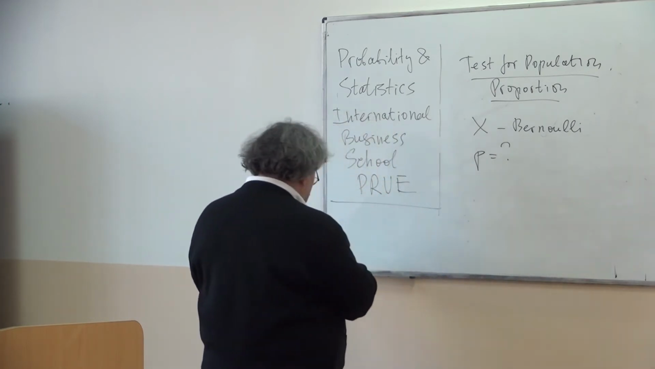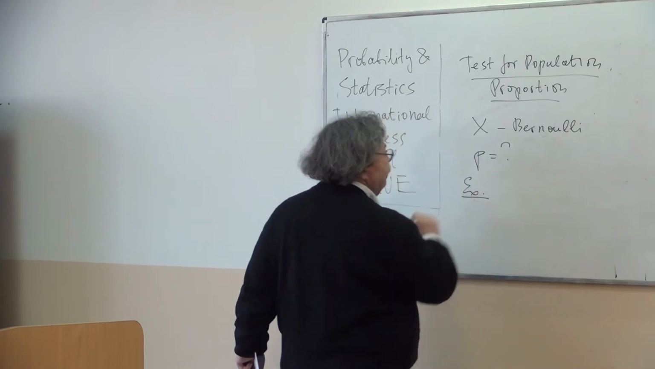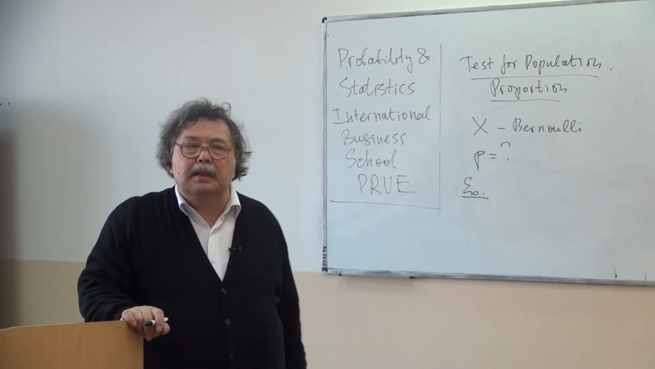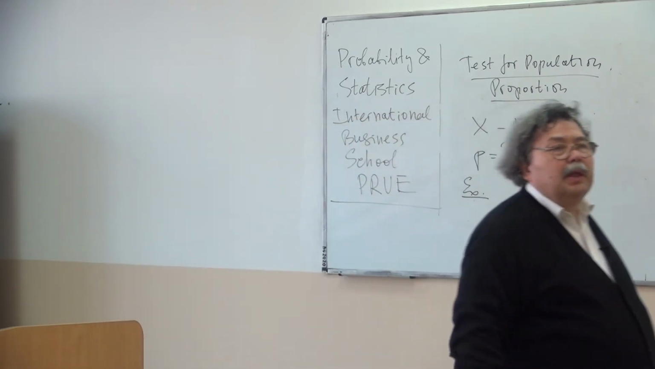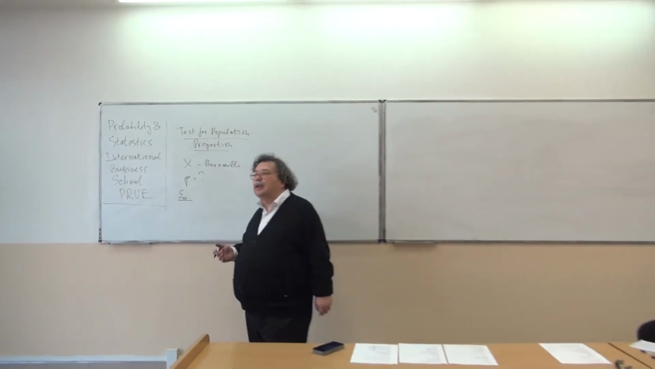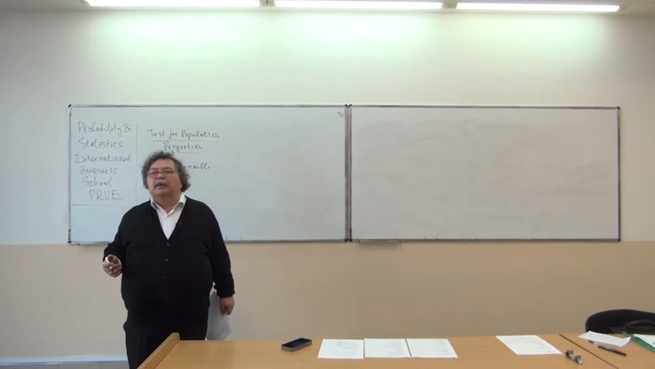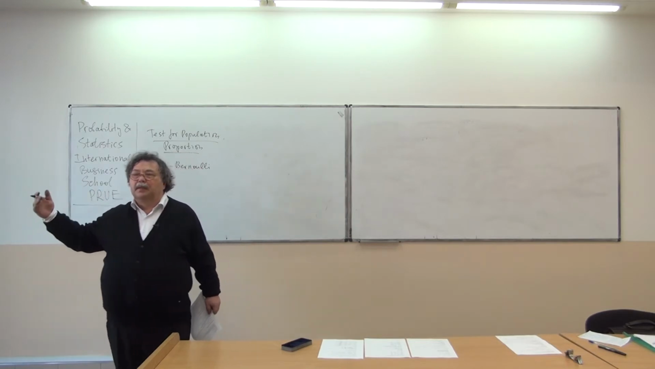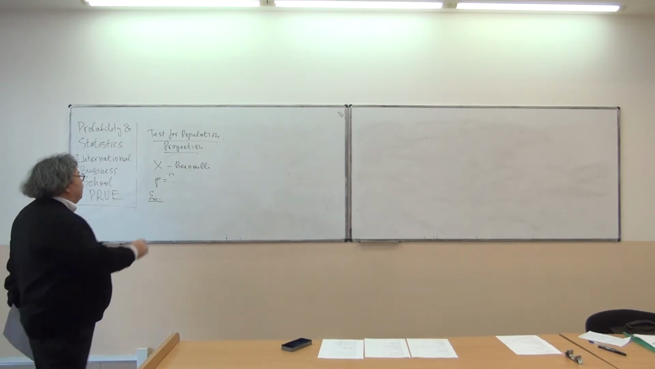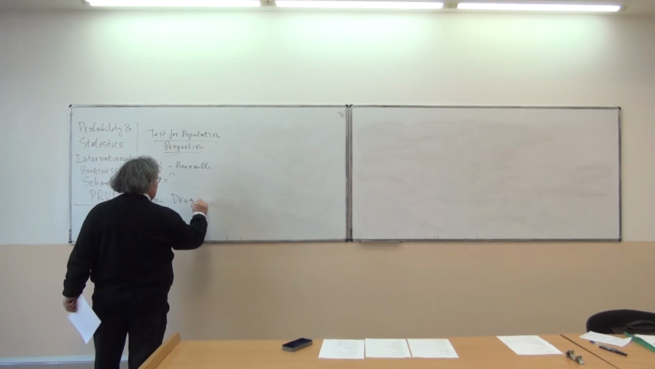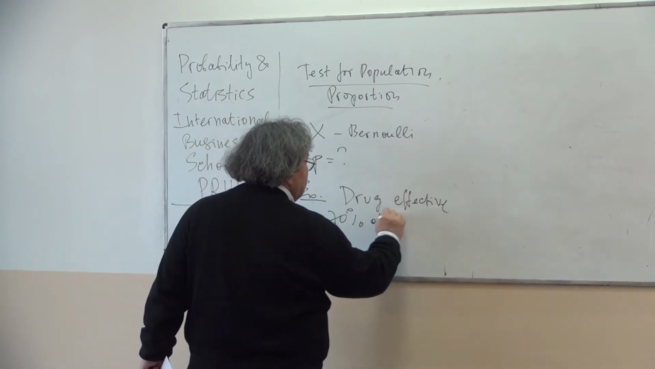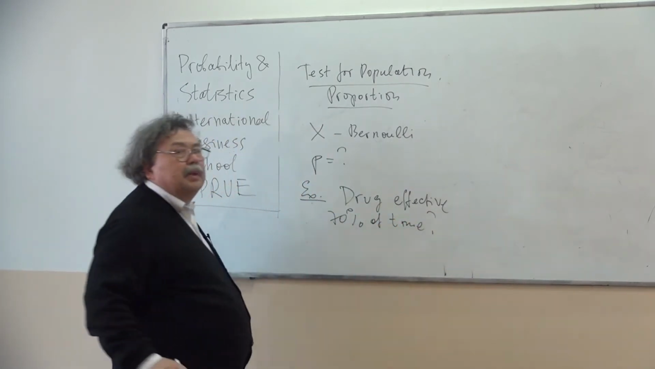Now let's consider this example. The producer of a new drug for some serious disease claims that this new drug results in a considerable improvement in the condition of the patient 70% of the time. And this is something very good as compared to the existing drugs. This is a new drug that is supposed to be very effective, 70% of the time. But this is something that the producer claims.